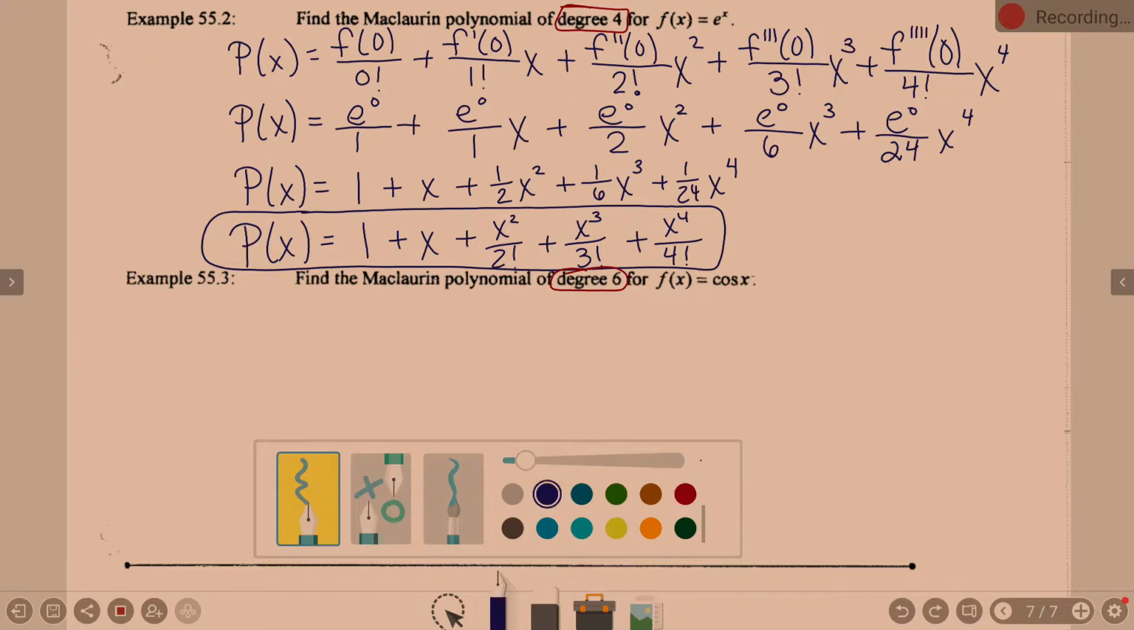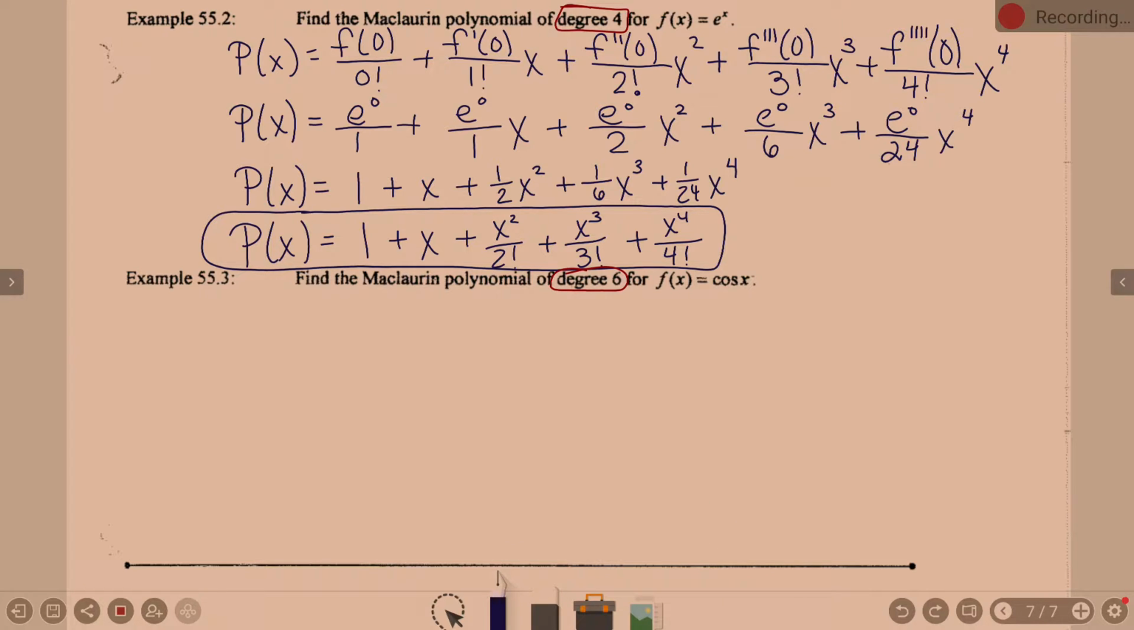On this one, I tend to start off with a chart to gather my information. Because it's cosine, and that's going to go back and forth between cosine and sine and negatives and all of that, I usually do it with a chart. If we're going to be going up to degree 6, I'm going to need to know up through the 6th derivative, correct? And so I'm going to call that n. And we're going to start with 0 because zeros are basic. 1, 2, 3, 4, 5, 6.